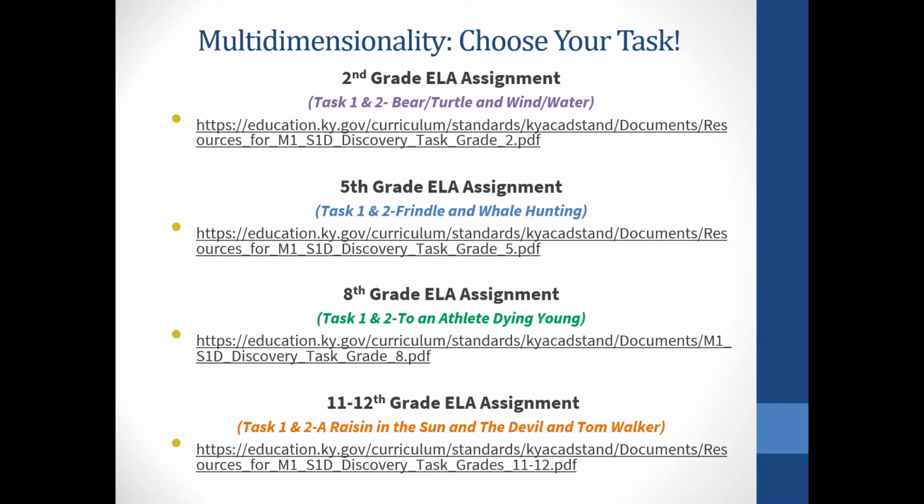So I'm going to go ahead and put this up. We have a second grade assignment, the 2 tasks, Bear and Turtle and Wind and Water. For 5th grade, it's Frindle, and I know several teachers in the training said, oh, I use Frindle in my classroom. And then a whale hunting piece of text. For 8th grade, we have one piece of text, a poem, but there are 2 different teacher-written tasks, to an athlete dying young. And then for 11th and 12th grade, A Raisin in the Sun and The Devil and Tom Walker have been made available.